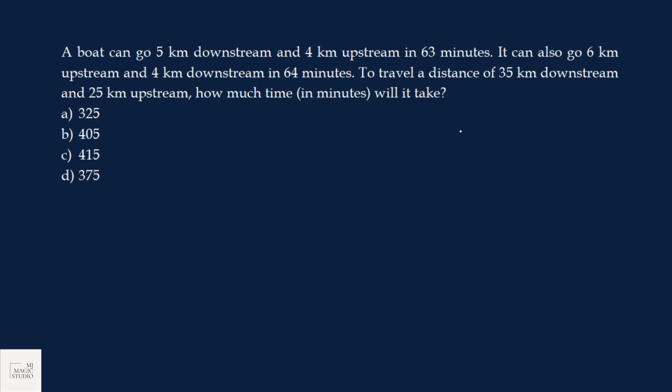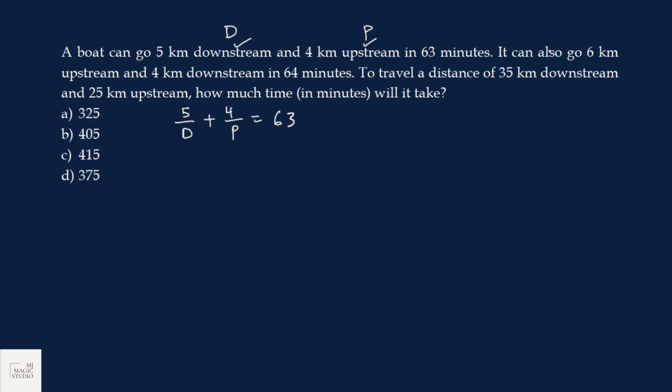Okay, typical example from upstream and downstream. A boat can go 5 km downstream and 4 km upstream in 63 minutes. That means let downstream speed be D and upstream speed be P. And 5 by D plus 4 by P equals 63 by 60 in hours, because this is in kilometer. The speed can be in kilometer per minute also. We can use 63 also. Let it be 63.